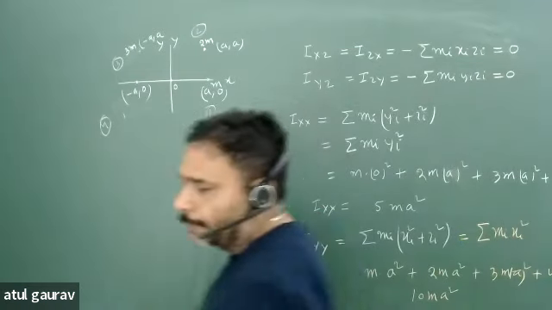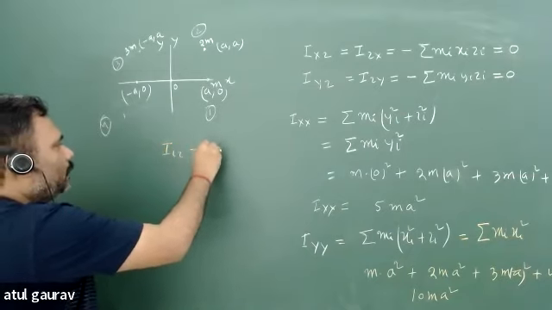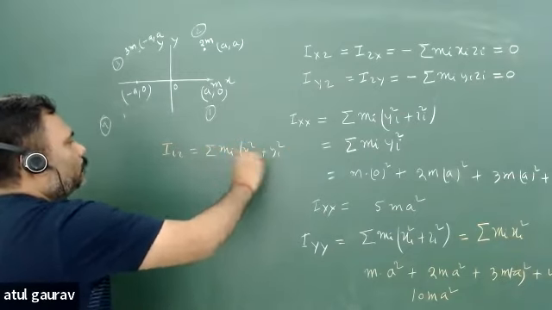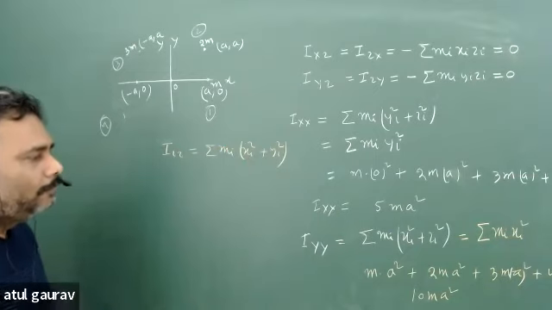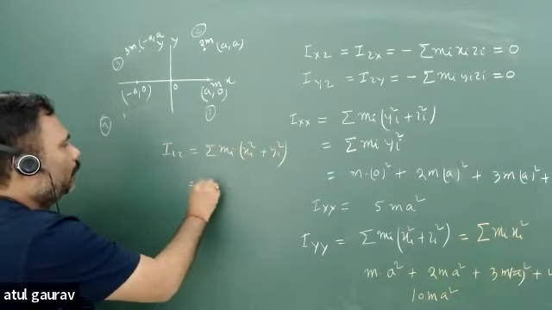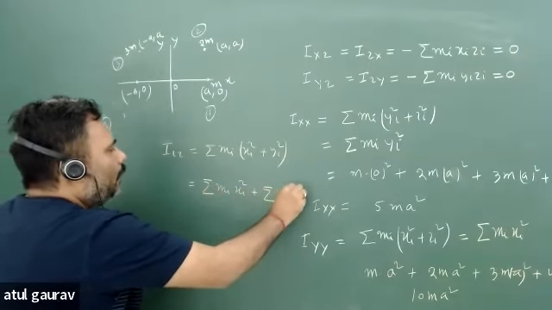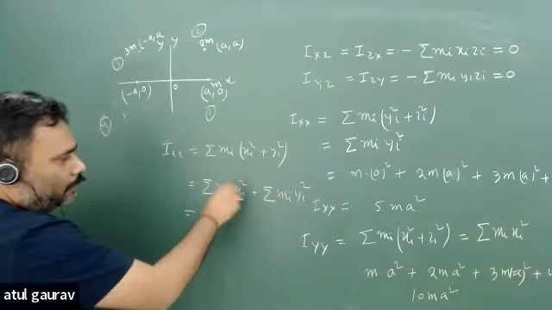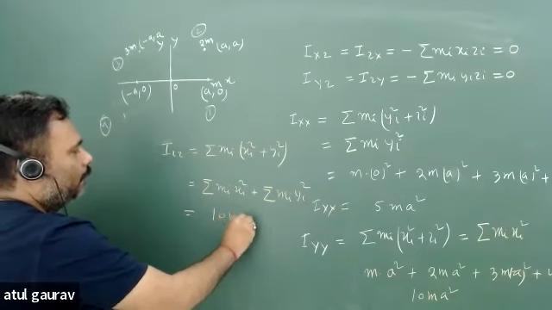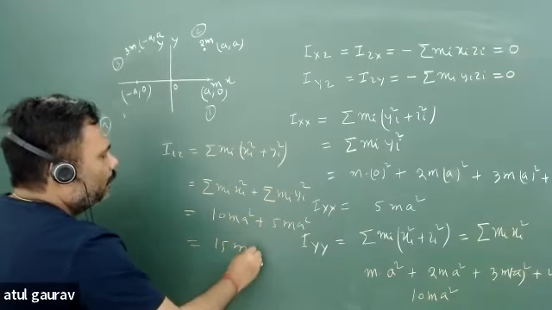Very good. Now we have to go for what? Izz. When I go for Izz, that means summation over mi xi square plus yi square. Without calculating, can you please tell me what should be the value? 15m a square. Why? Because you can write it separately, that is summation over mi xi square plus summation over mi yi square, and this is 10 ma square, and that value is 5 ma square. So that is 15 ma square.